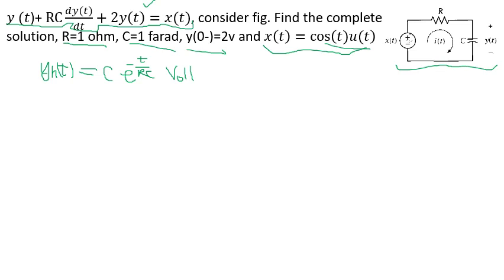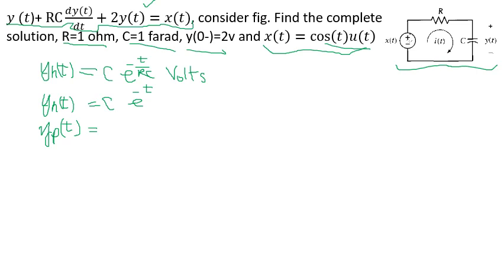Right? So if I replace the values of the resistor and capacitor, I simply get y_h(t) equals C times an exponentially decaying signal. And the particular solution, which we also found in the previous lecture, I'll just write down straight away, the values of the particular solution that we found.